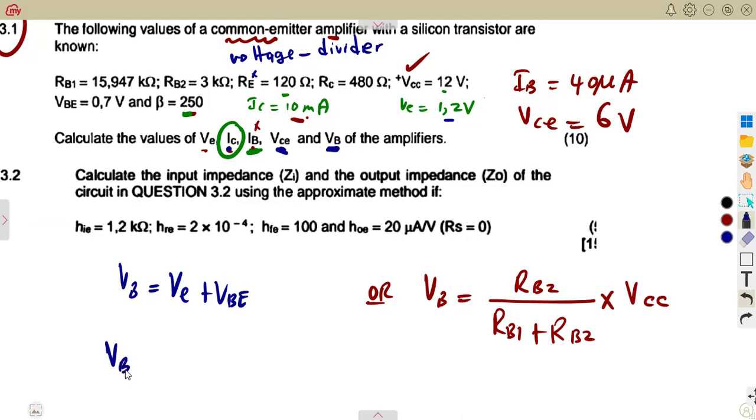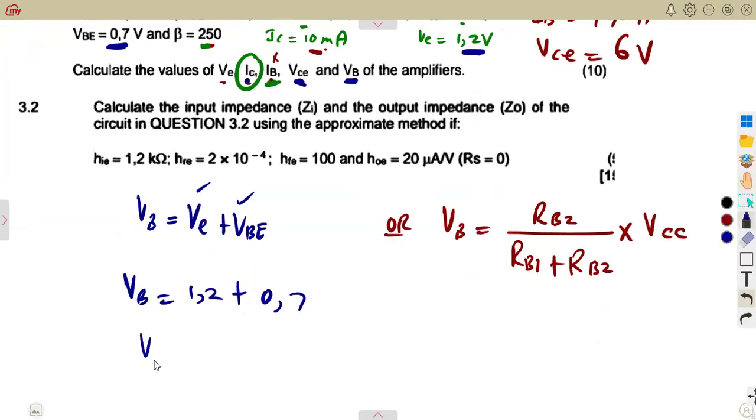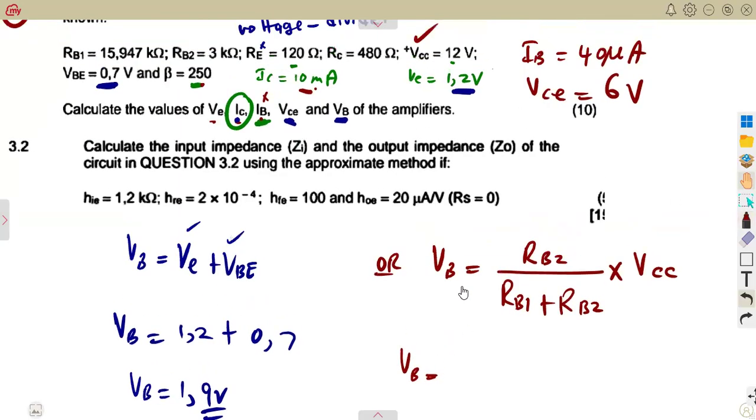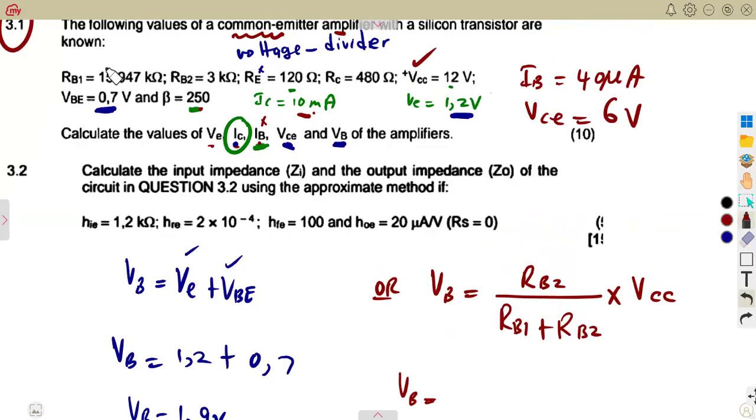So let's start with the easier one, guys, because we've got this VE and VBE there. We calculated our VE, this one, 1,2, plus the VBE. We are given a VBE there, 0,7. So it was just a matter of substituting. We have got the value of VB, which is 1,9 volts. With this one, you're still going to obtain the same thing using your voltage division part.